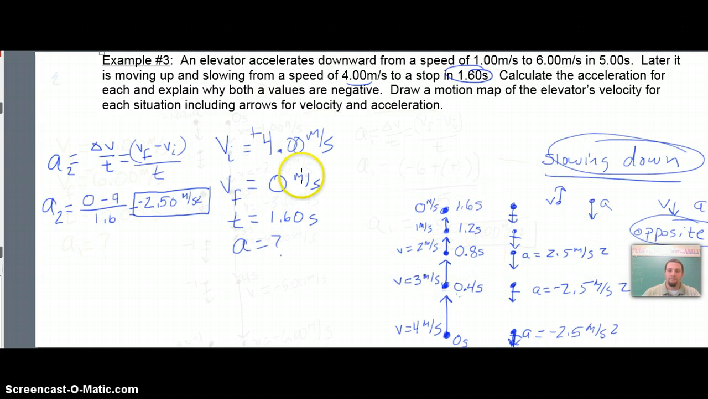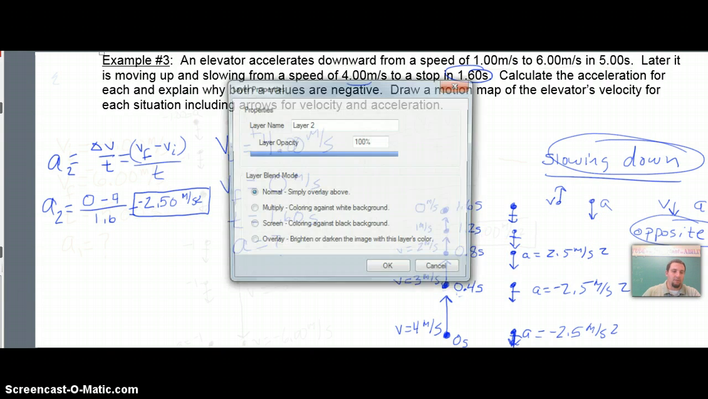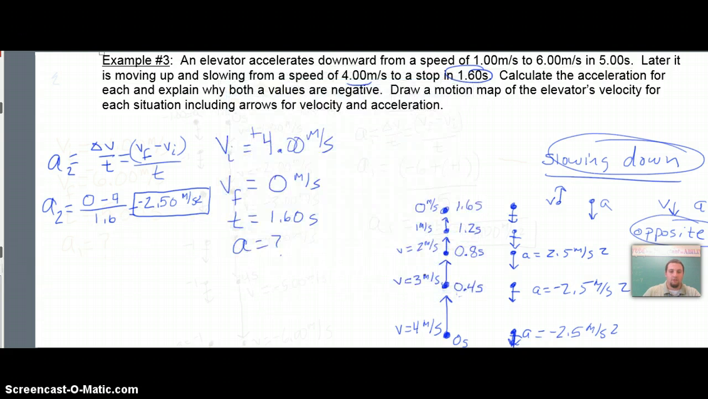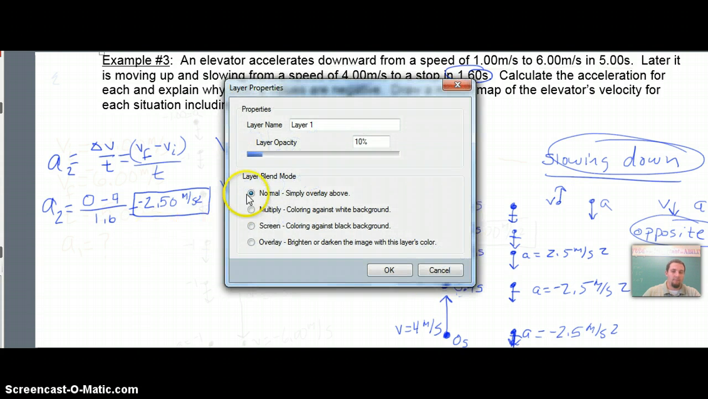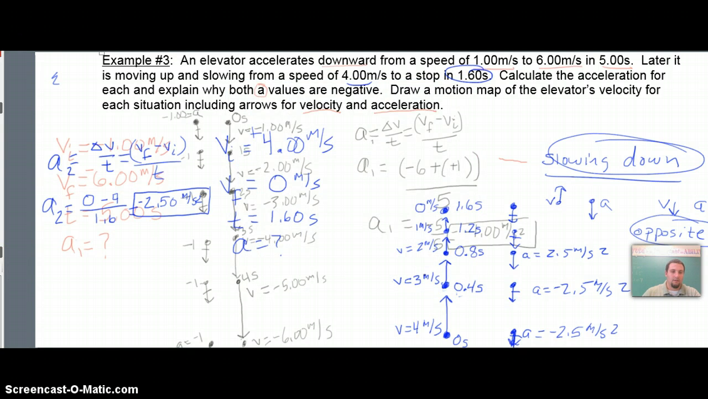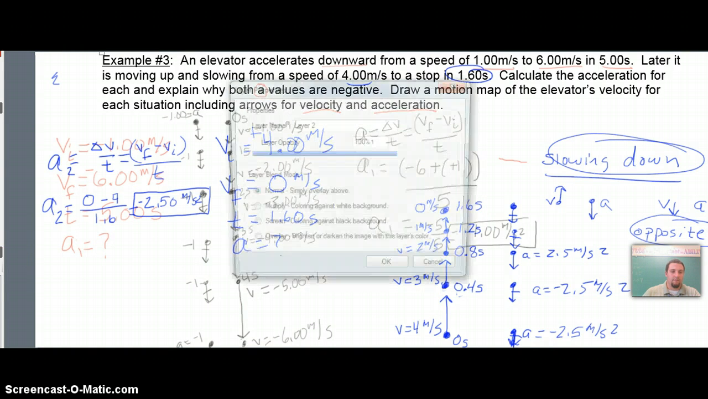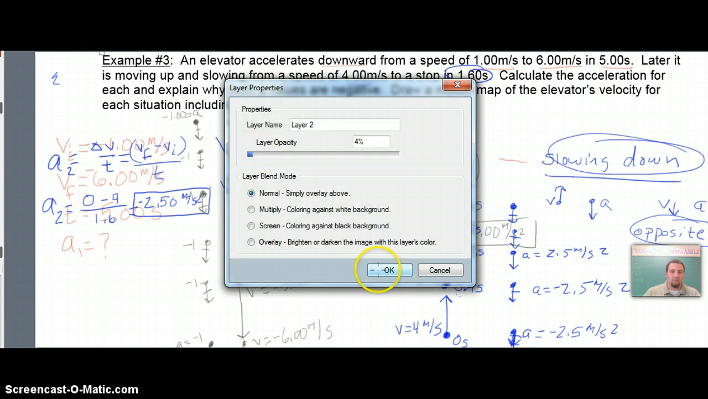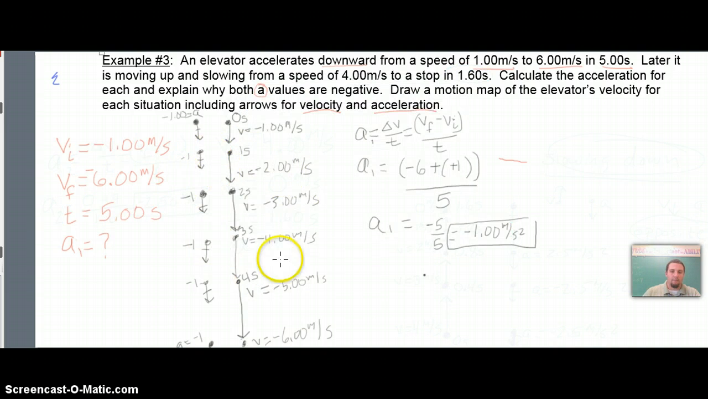So in this case, the first situation, let me get that back up here. The first situation might be hard to see here. In the first situation here, let me get rid of the new one. It's speeding up. We have the velocity going down, the acceleration going down. That means it's speeding up. So it's accelerating downward.